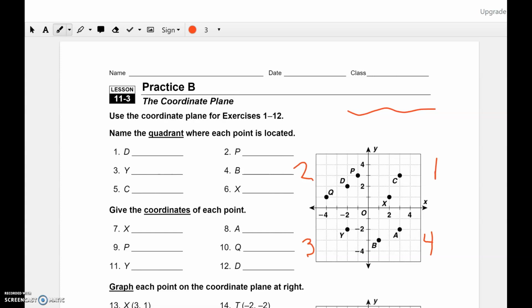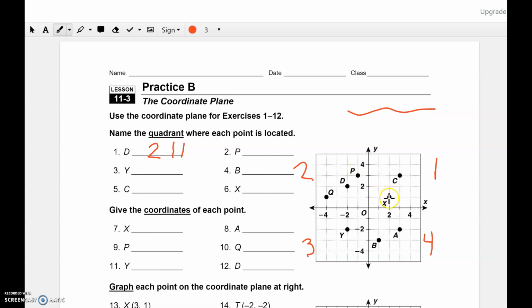So it says, what quadrant is point D in? So I find D, and it is here. So that's quadrant 2, or Roman numeral 2. You can do it either way. Just on tests that you'll take in class, it'll be Roman numeral, so make sure you know which one is which.